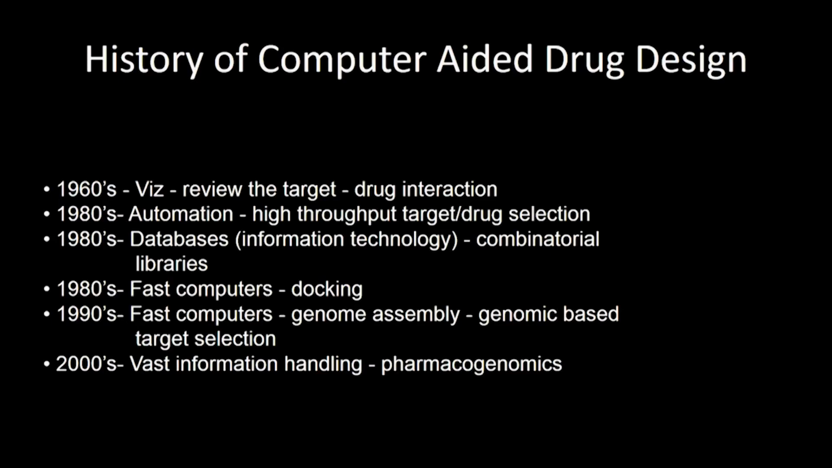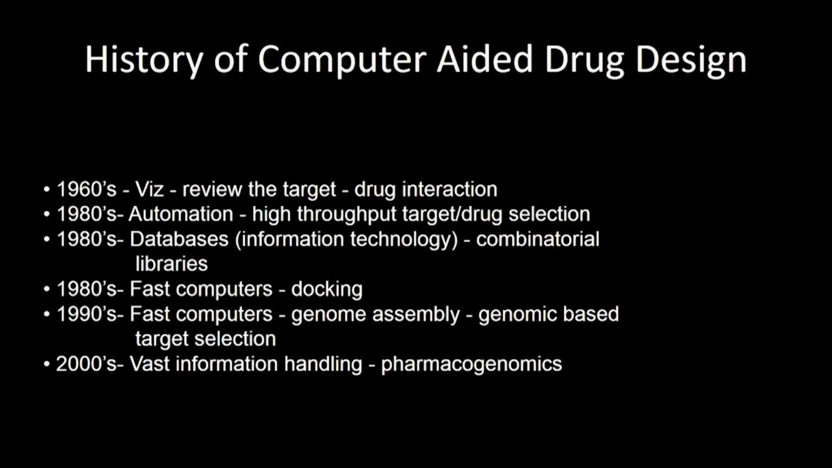Then in the 80s, again, databases started coming. A lot of databases were created, combinatorial databases on the activity of a large number of compounds on different targets. They are called combinatorial libraries. Then computing power increased and parallel processors came. Scientists started using parallel processing machines for performing ligand protein docking, drug protein docking, drug target docking.